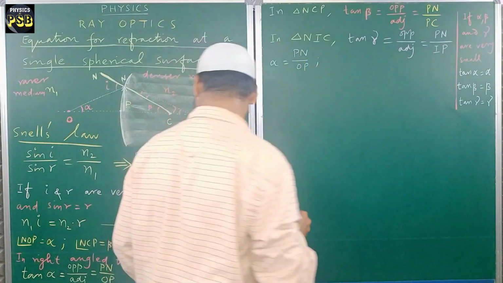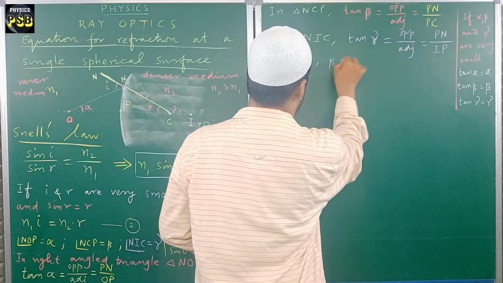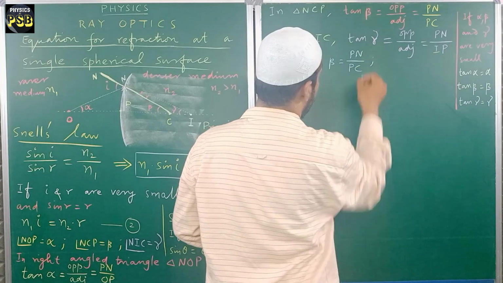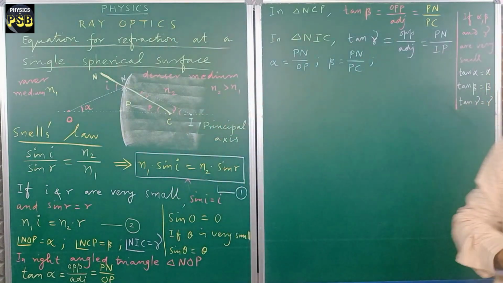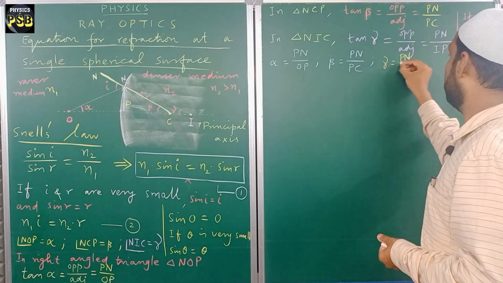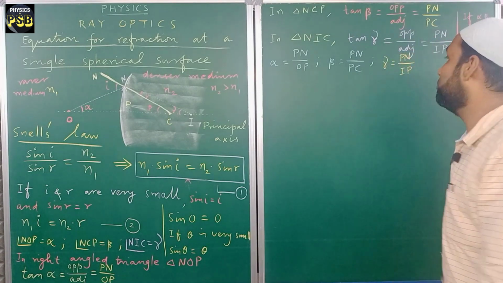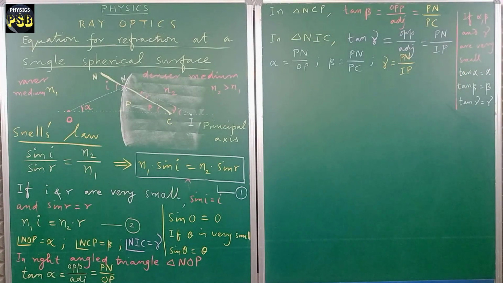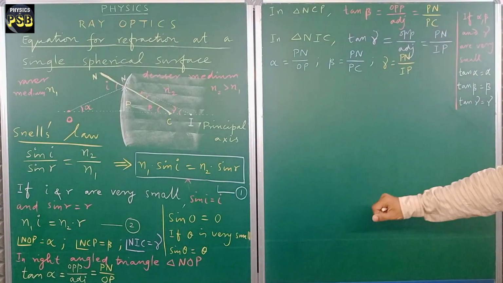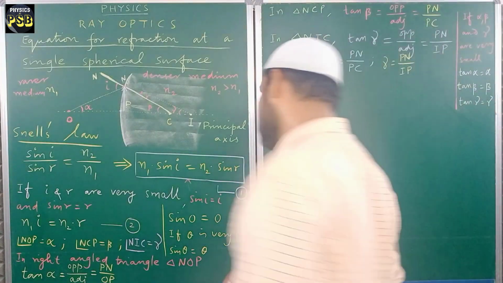The next, beta is equal to Pn upon PC. Then at the end, what is the gamma value? Pn upon IP. Here we have the values of alpha, beta and gamma. I am going to use this at a later stage. Okay. The next, we'll see what I do.